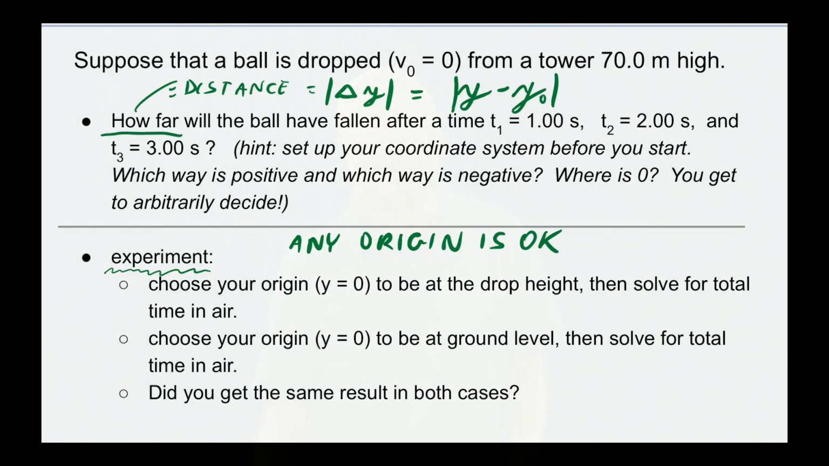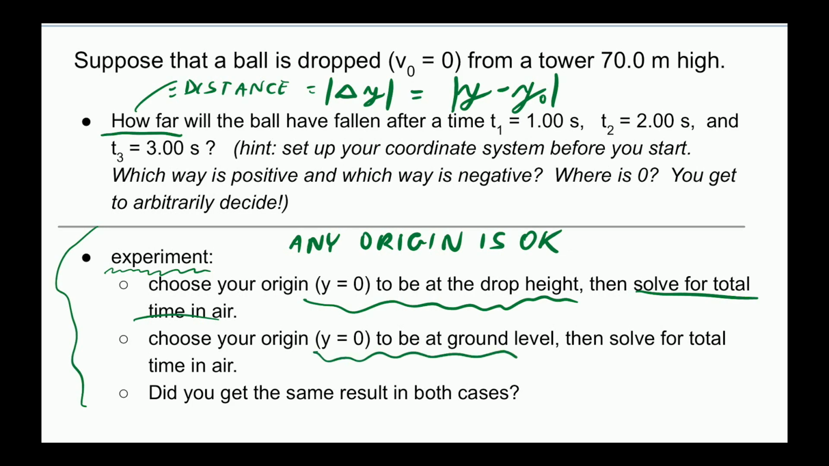I also make the point here that any origin is fine. If you want to do a little experiment, a new problem that was not in the problem statement, you can solve for the total time in air by assuming your origin is at the drop height, or at ground level, or even some arbitrary, crazy origin right in the middle. You'll always get the correct answer as long as you stay consistent with your coordinate system when you solve the problem.